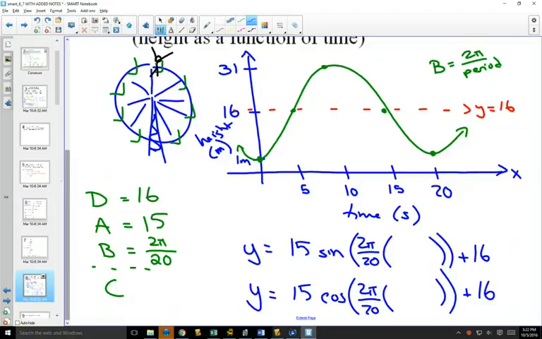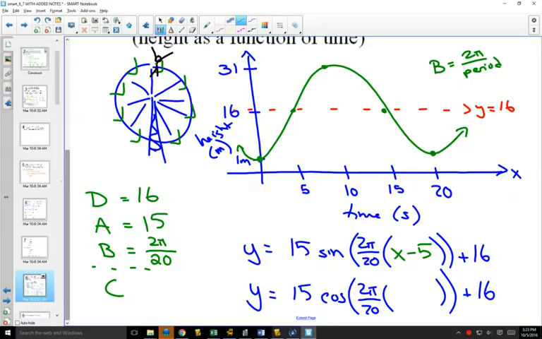For a sine graph, where does a sine graph start? Sine graph starts in the middle going up, right? When does that happen? Here at 5. A shift of 5 to the right. So we could write x minus 5 for our sine graph.